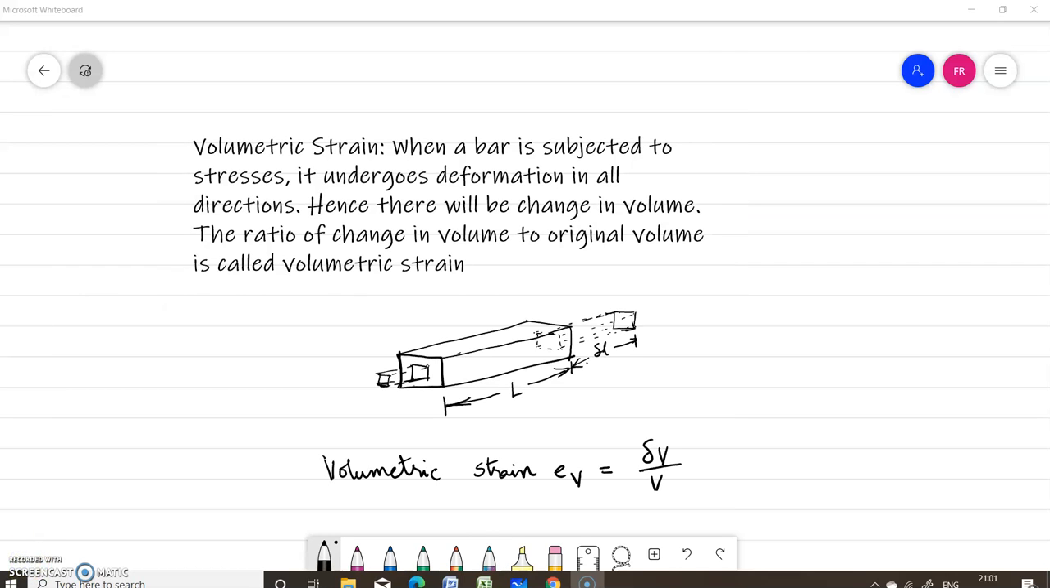So you consider a prismatic bar of length L. When it is subjected to some force P along its axis, there will be change in dimension in all the directions, that is in the x direction, y direction and in the z direction. So there will be change in volume. So there will be a strain, volumetric strain. It is represented by the letter EV is equal to delta V, that is change in volume by original volume. So we can define volumetric strain as change in volume by original volume.